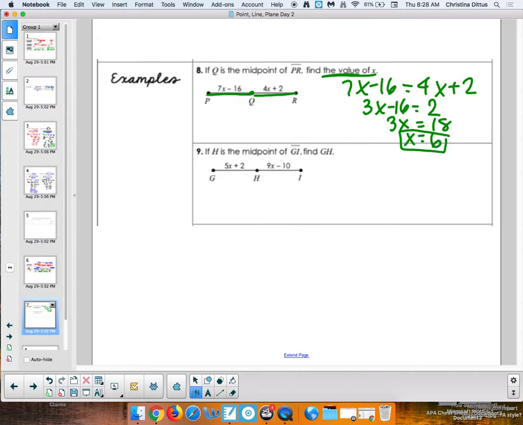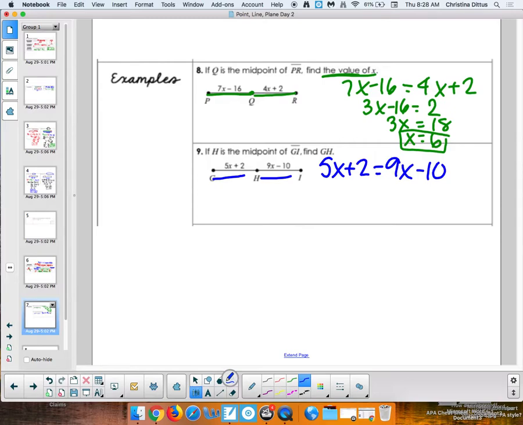9 tells me H is the midpoint of GI, so what do I know about GH and HI? They're the same. What are we going to do with 5x plus 2 and 9x minus 10? Set them equal. How do I solve? Subtract 5x. How much x do I have? 4x.